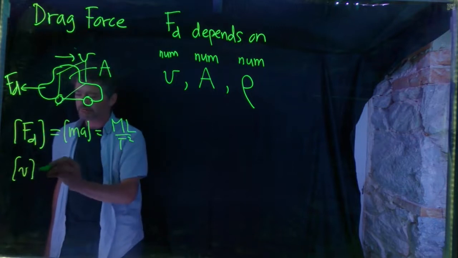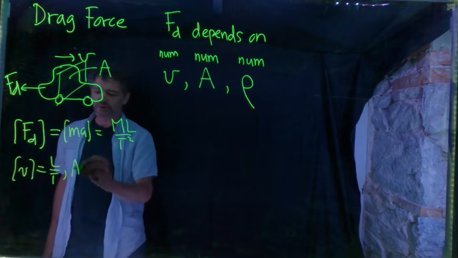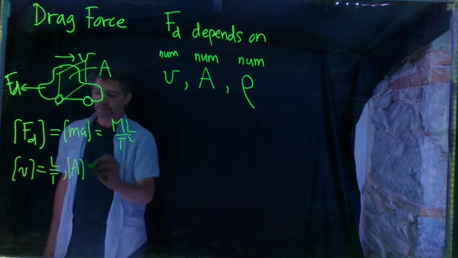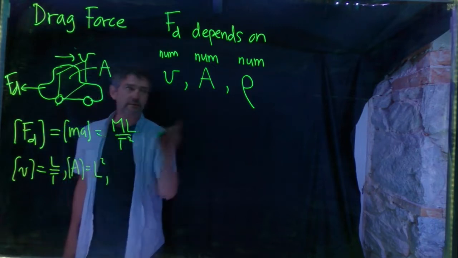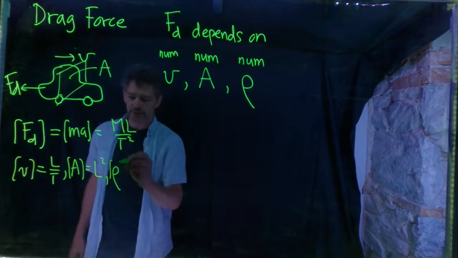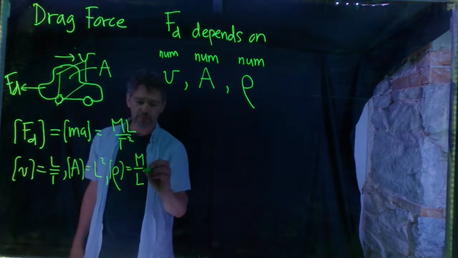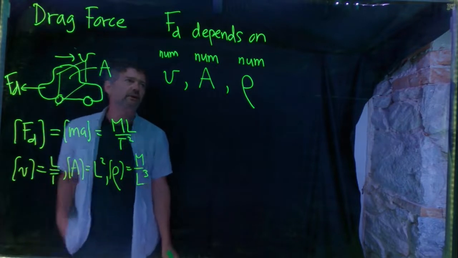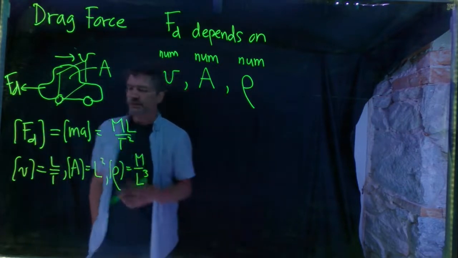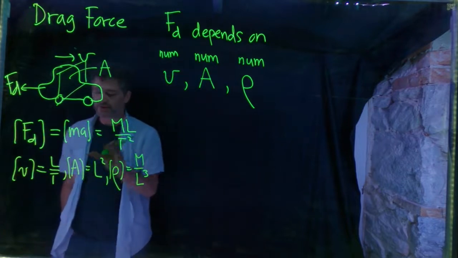The dimensions of velocity is a length over time. The dimensions of cross-sectional area is length squared, and the dimensions of rho, the density of air, is a mass per unit volume. So the dimensions of rho is a mass per unit volume. Okay, so we have that. And then what you do is you can do this algebraically, or you can just sort of think about it in simple cases like this.